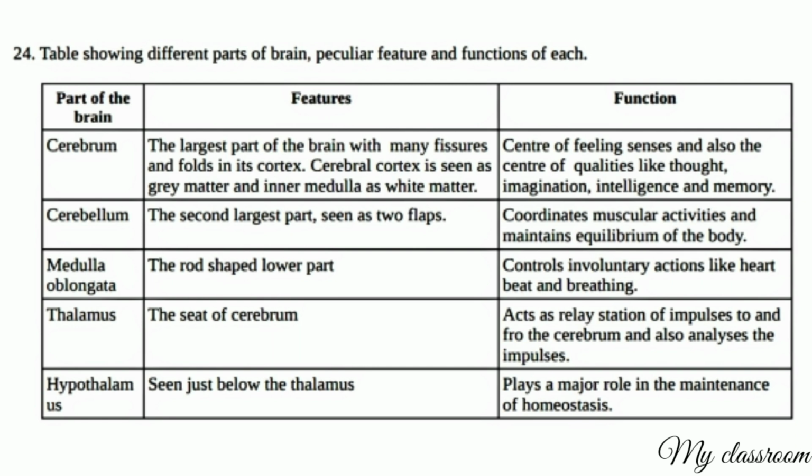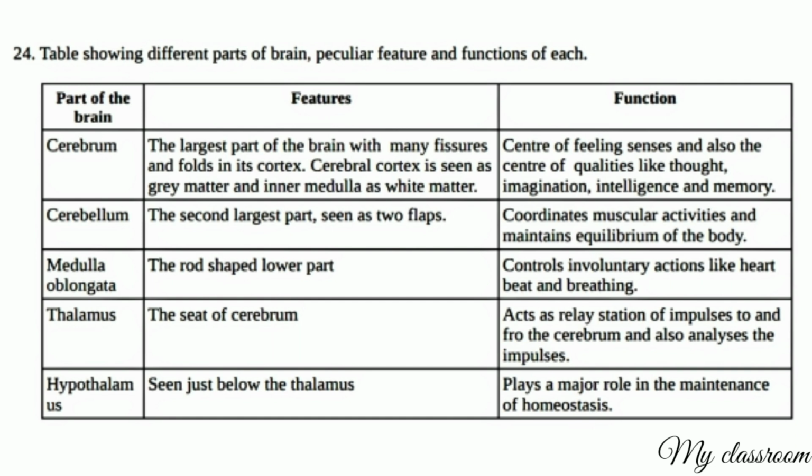Cerebellum, the second largest part, seen as 2 flaps, and its function: coordinates muscular activities and maintains equilibrium of the body. Medulla oblongata, the rod-shaped lower part, controls involuntary actions like heartbeat and breathing. Thalamus, the seat of cerebrum, acts as the relay station of impulses to and fro the cerebrum and also analyzes the impulses.